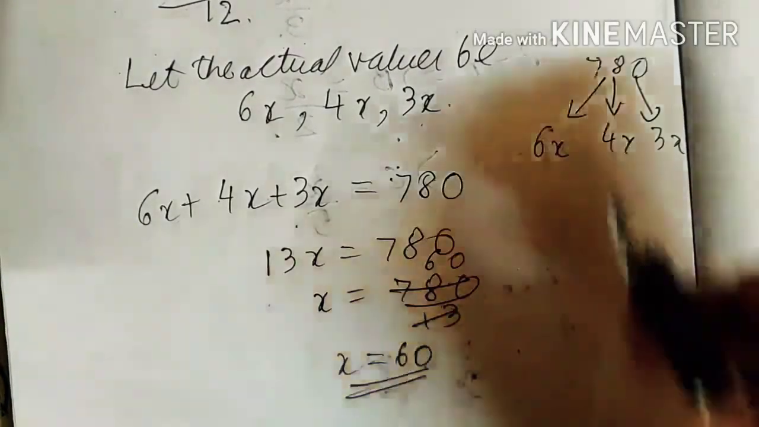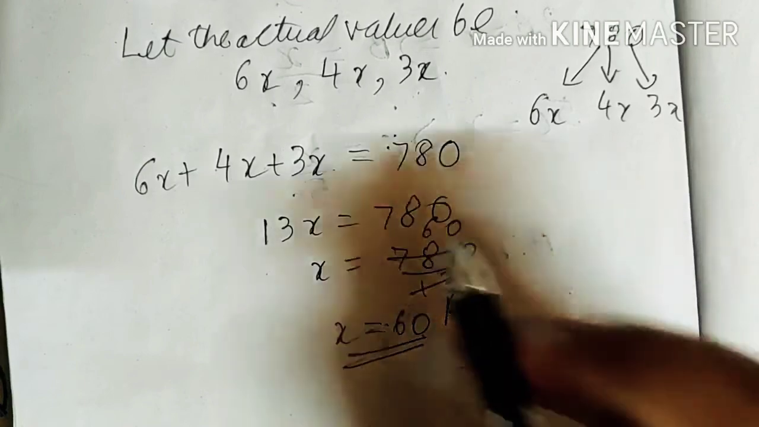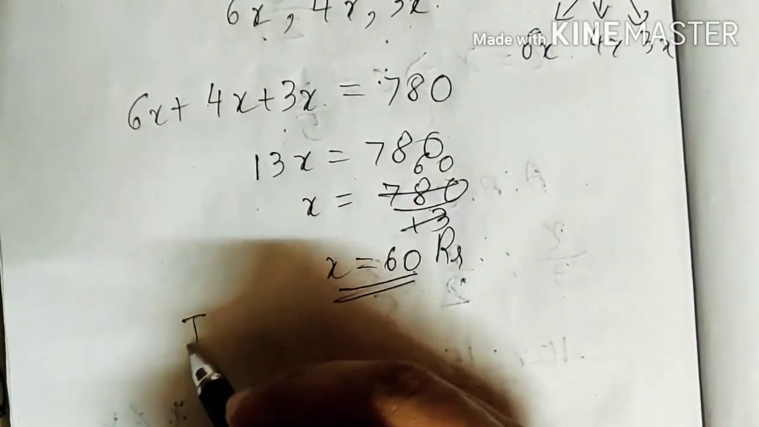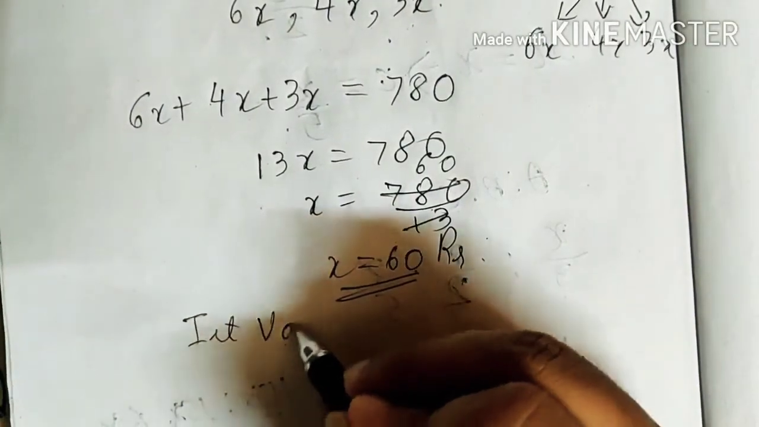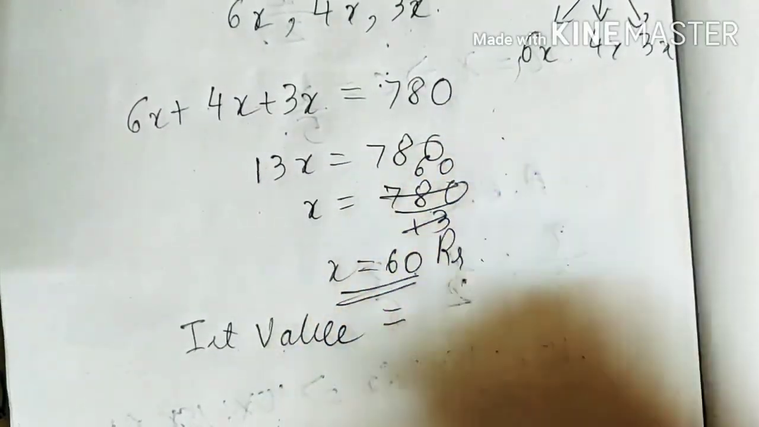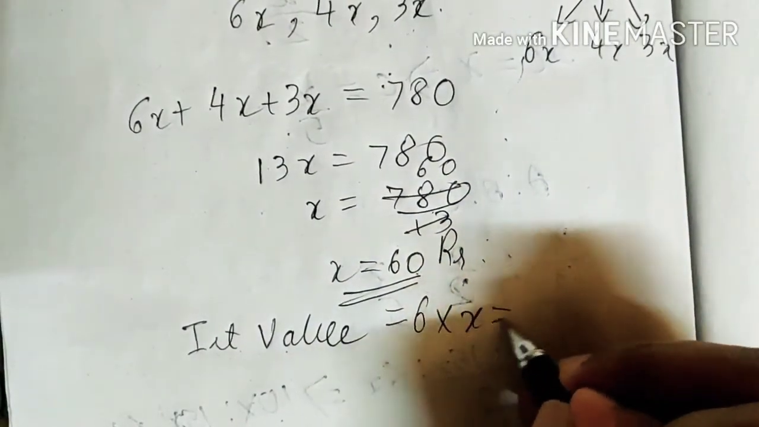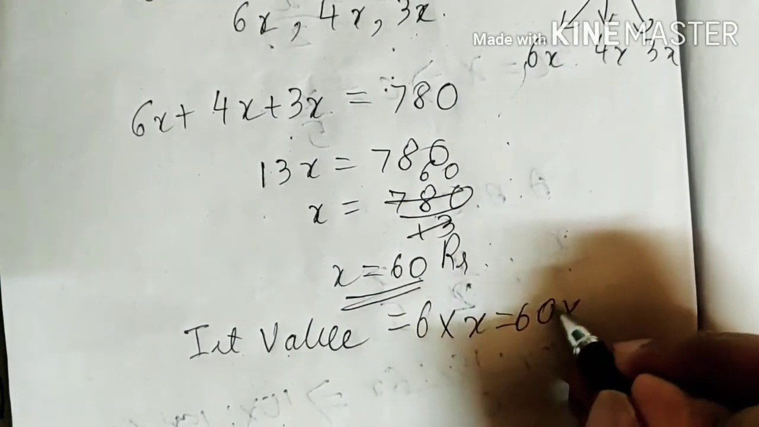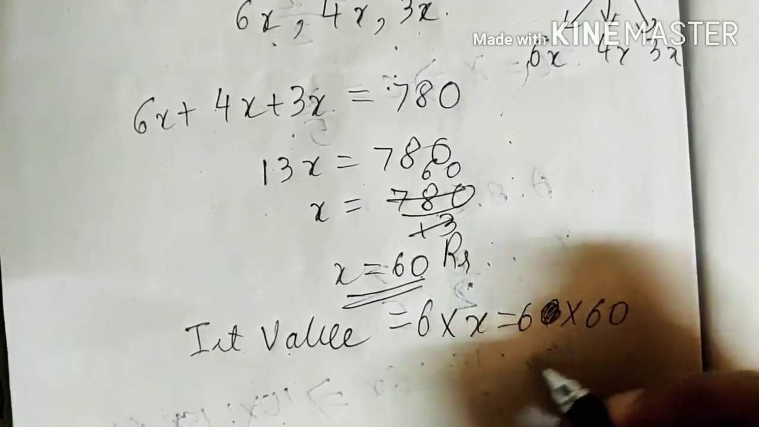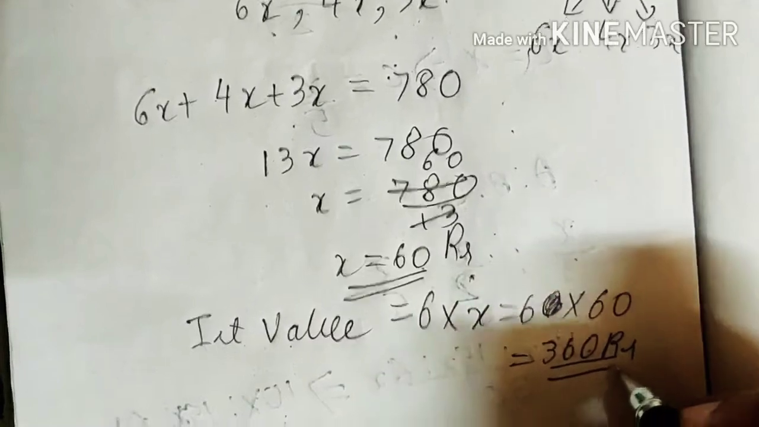Okay, 780 was in rupees, so this x will be coming in rupees. Okay, so our first value was 6x. So it will now be equal to 6 into x, means 6 into 60 equals 360 rupees. This is our first part.